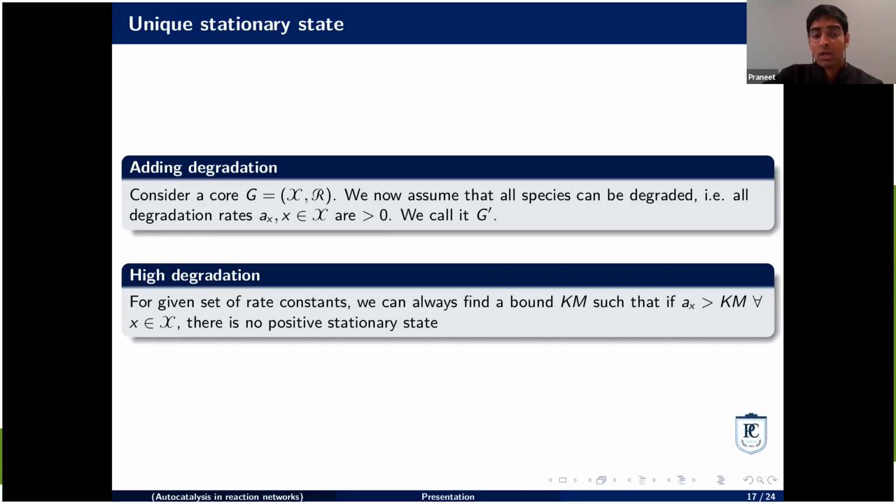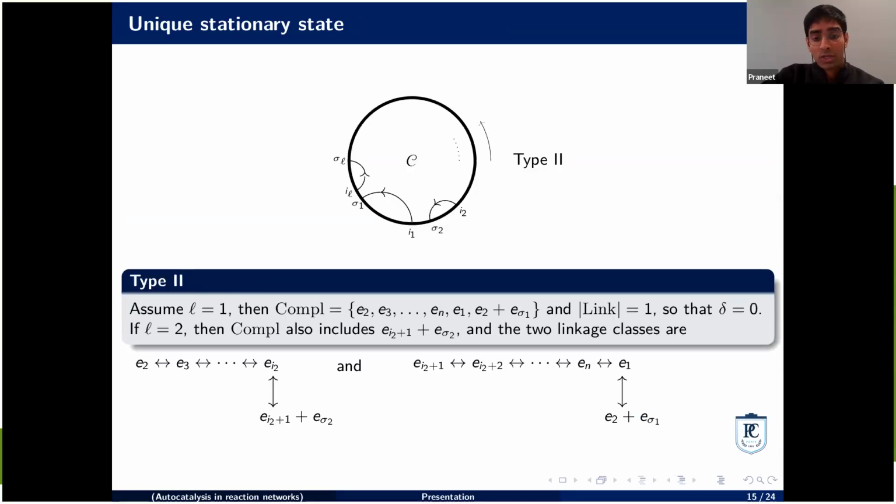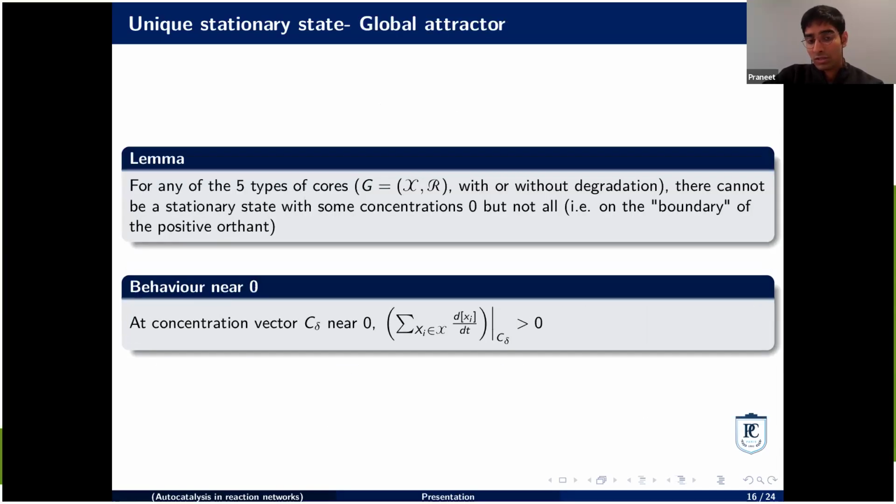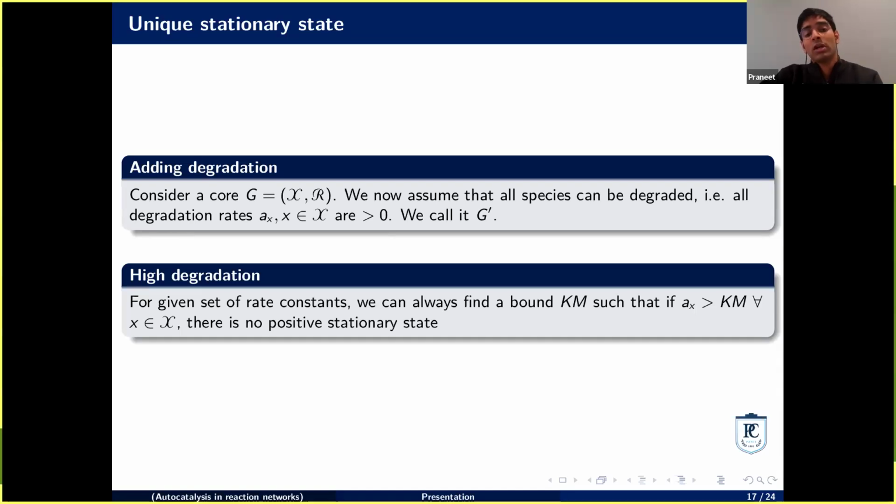it just collapses. For this, we cannot use the deficiency zero theorem, because when we investigate with degradation, most of the networks do not have a deficiency of 0. There's only type 1, 3, and 2 with one back branch that have a deficiency of 1, and we can apply the deficiency one theorem.